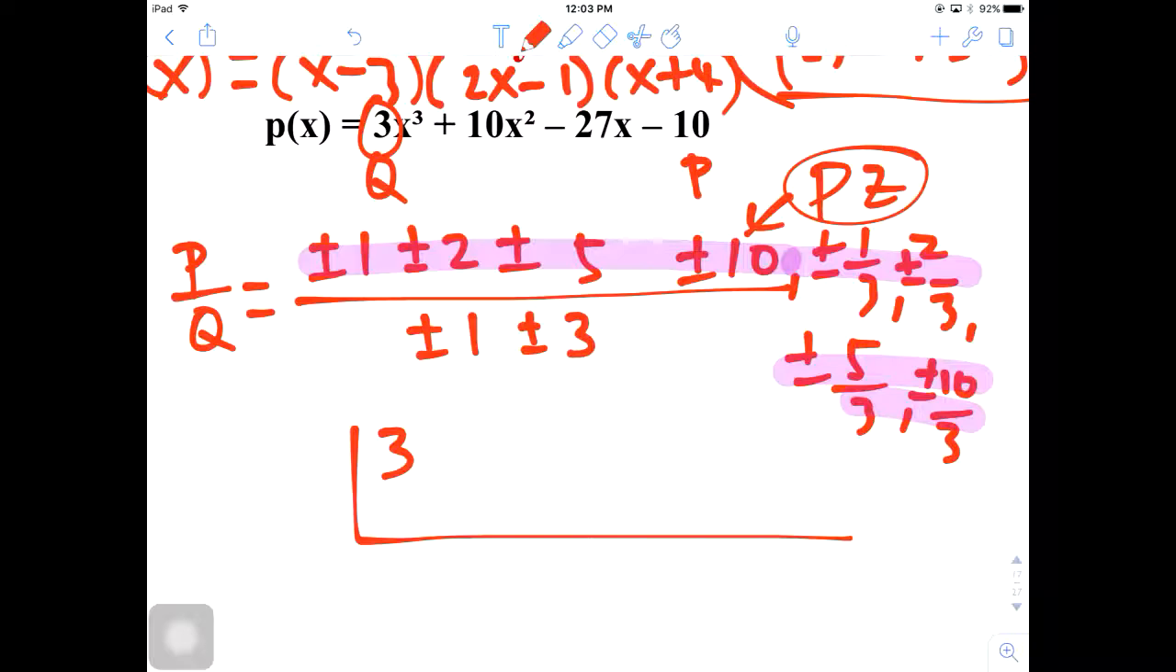So the 0 of 2 gives me x minus 2. And then we have 3x plus 1 and x plus 5. That is the complete list of factors. And the complete list of zeros are x equals 2, negative 1/3, and negative 5. So that is the complete list of factors. And that is the end of the problem.